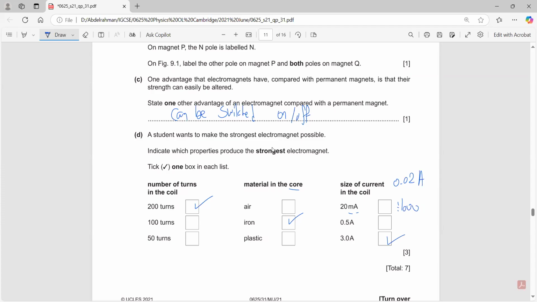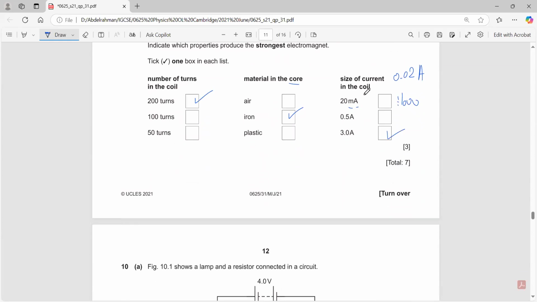You need to increase the number of turns, you need to increase the current, and you need to add an iron core. Iron, not steel core.